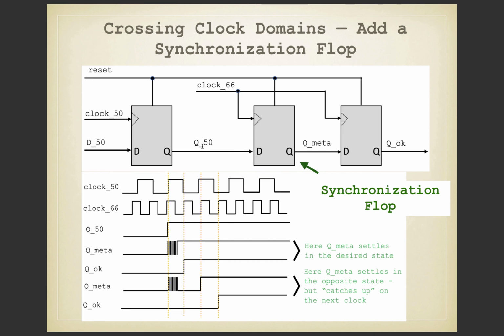We call this technique a synchronization flop. The rule is twofold. One, you must be able to sample the signal, that's Q50 coming in. And two, we never use Q meta for anything. We know that it is going to go metastable, but we also know that it's going to settle in less than 1 clock period. So QOK will always see a data input that meets its timing constraints.